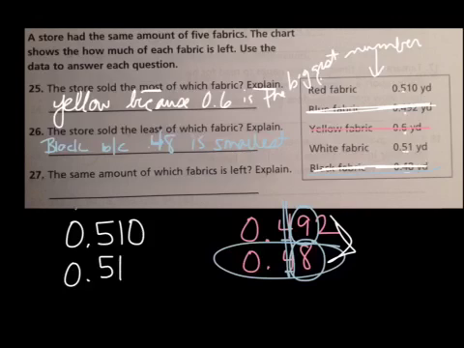Well, let's look at this. They both have zeros, 5's in the tenths place, 1's, and remember when there's nothing there, it's the same thing as 0. So I'm going to say it's the same amount for red and white, and I'm going to say 0.510 equals 0.51.